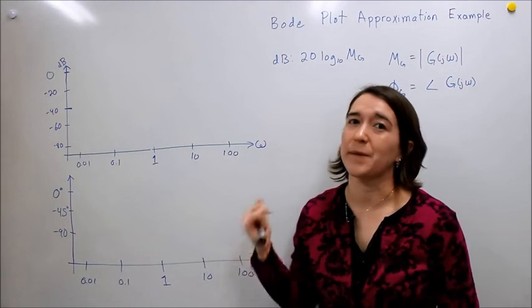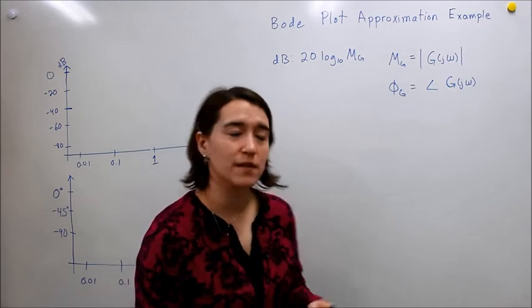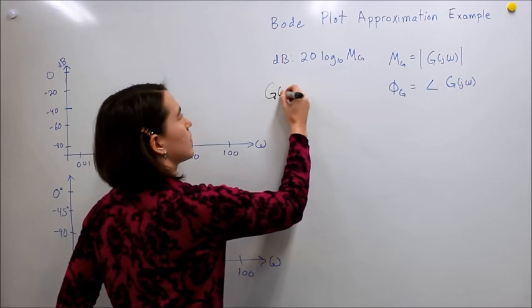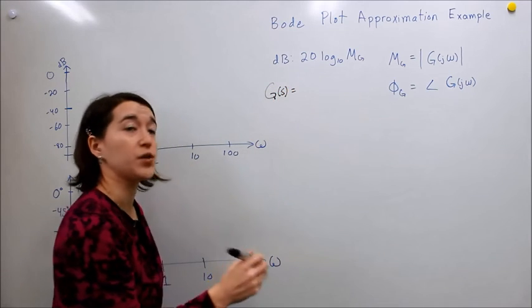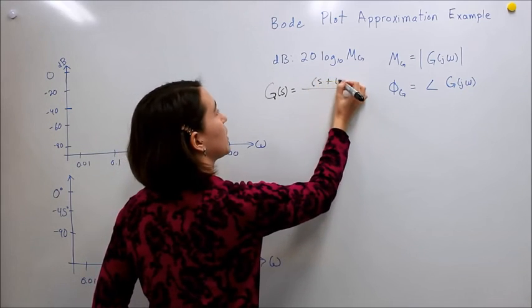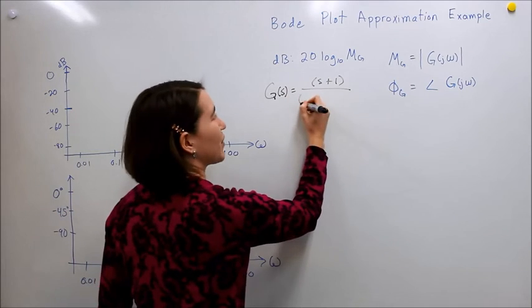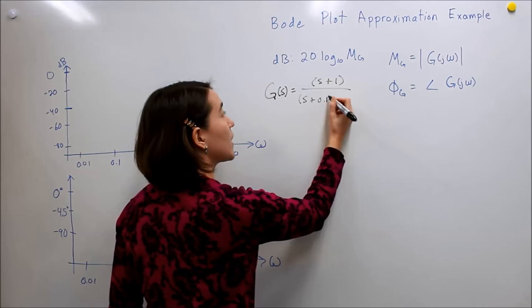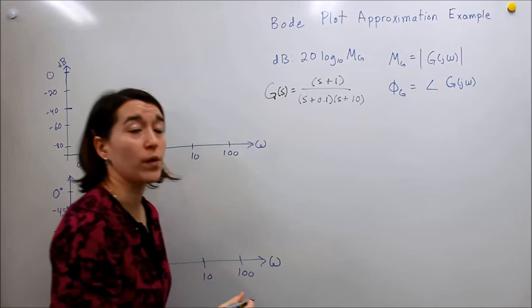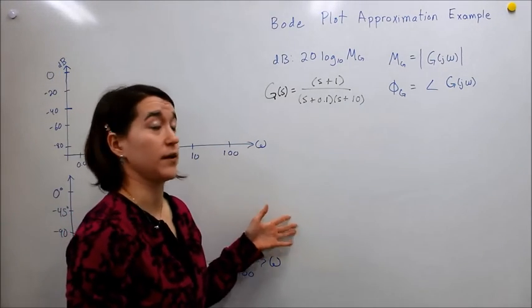We're going to work one more problem using the Bode plot approximation for the frequency response. We're going to look at a system that has one zero and two poles. So we have a zero at s plus 1, at -1, and then we have s plus 0.1 and s plus 10. So we have two poles. What does this look like if we take the frequency response of it?